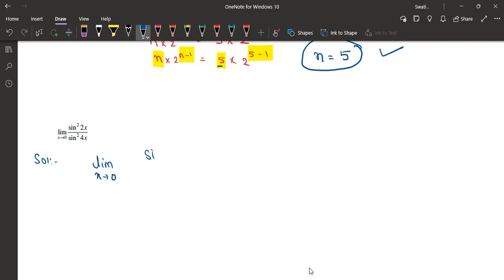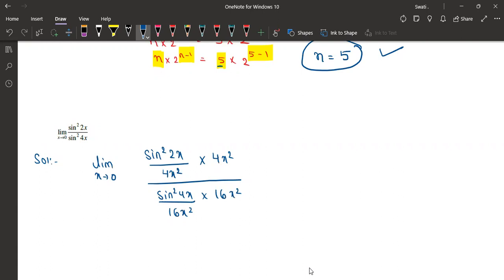And here I'm just going to multiply and divide something. So sine square 2x, I'm going to divide by 4x squared. And if I have divided, I'll multiply also to balance it out. Similarly, in the denominator, sine square 4x, I'm going to divide first by 16x square, and I'll multiply also. Of course, that we can do.